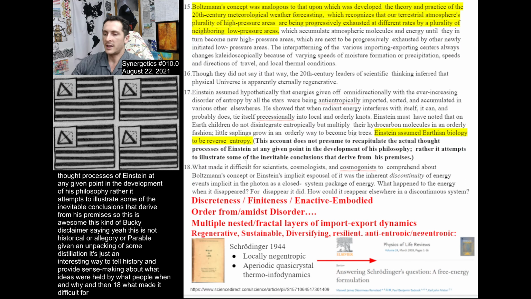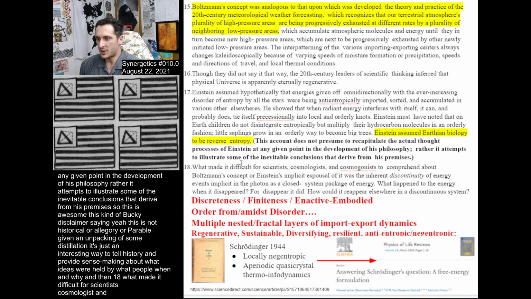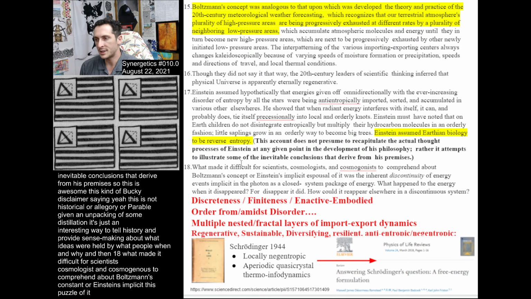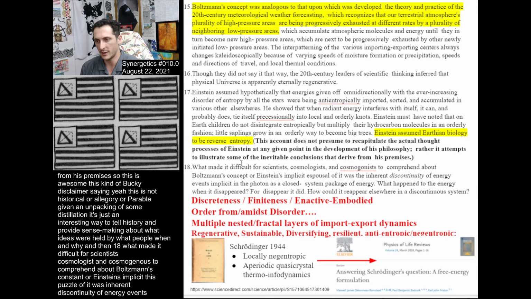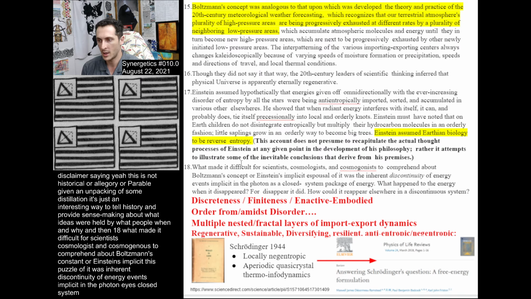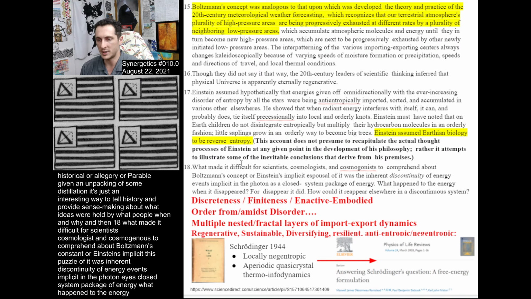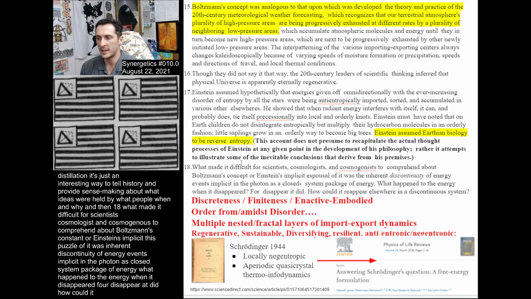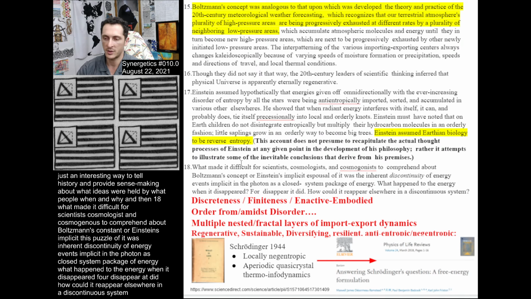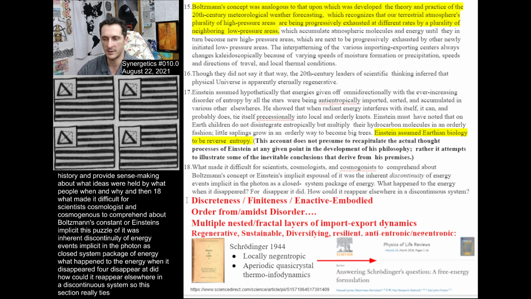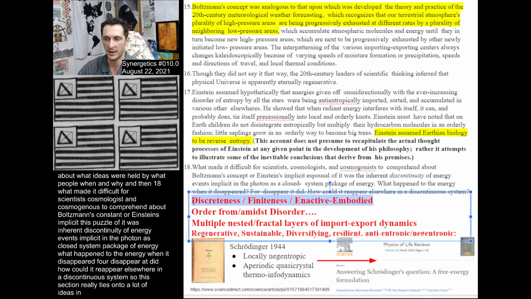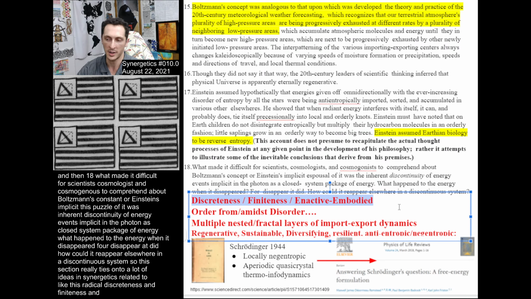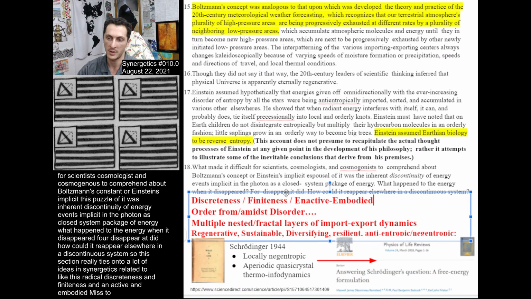18. What made it difficult for scientists, cosmologists, and cosmogonists to comprehend about Boltzmann's concept or Einstein's implicit espousal of it was the inherent discontinuity of energy events implicit in the photon as closed system package of energy. What happened to the energy when it disappeared? For disappear it did. How could it reappear elsewhere in a discontinuous system? So this section really ties onto a lot of ideas in synergetics related to this radical discreteness and finiteness and embodiedness to theory.